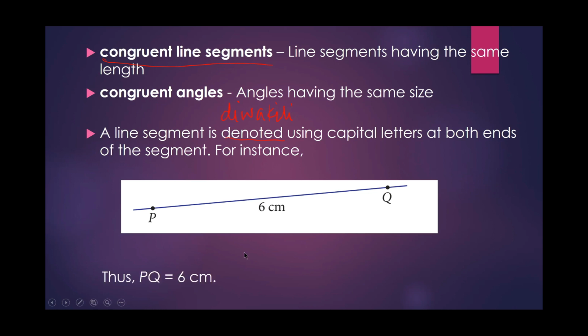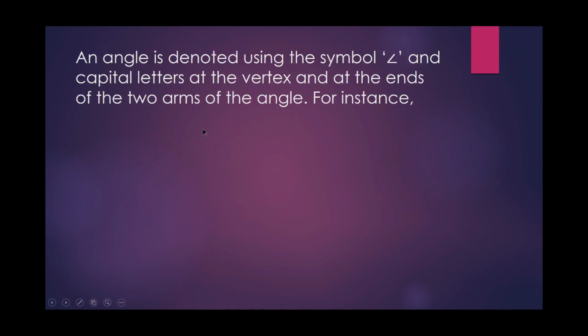Okay, next one. An angle is denoted using the symbol like this. So this one I've taught you in the previous lesson. It looks like what? The shape of what? So remember what did I say it looks like? Like this. What is this? Everybody, yeah, Naifa, very good. It looks like the shape of the nose. Very good. Okay, and capital letter at the vertex and at the end of the two arms of the angle.